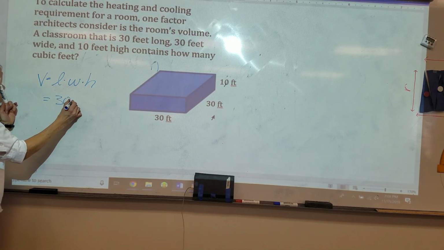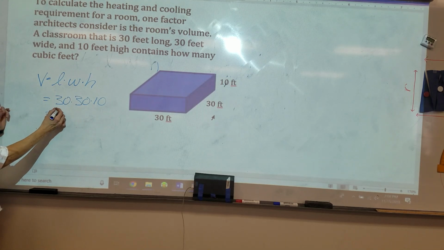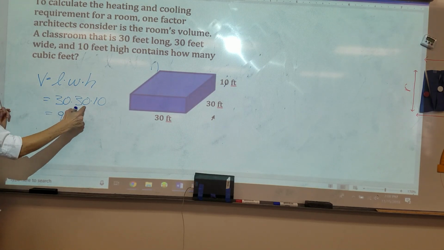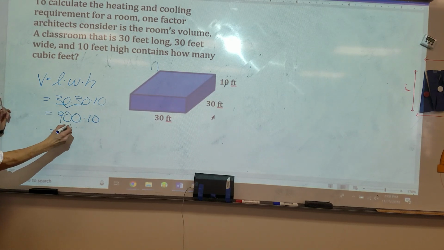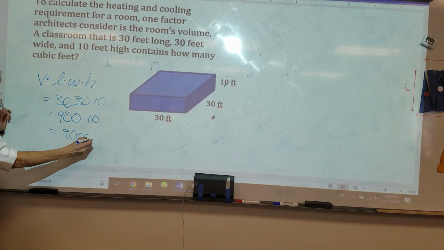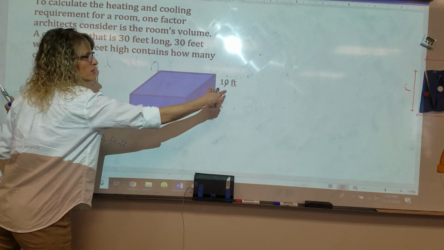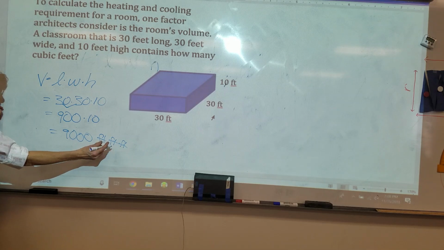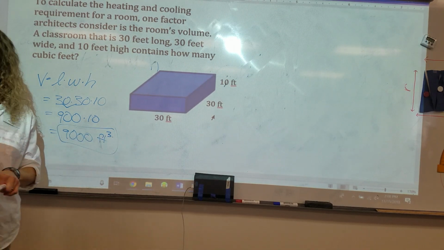So 30 times 30 times 10, they're all feet. I'm going to put the units on at the end. So 3 times 3 is 9 with 2 zeros times another 10. That gives me 900 with an extra 0. Throw our units on: feet, feet, feet. There's 3 of them. I don't want to write them 3 times, so I'm going to use cubed. 9,000 feet cubed. Any questions?